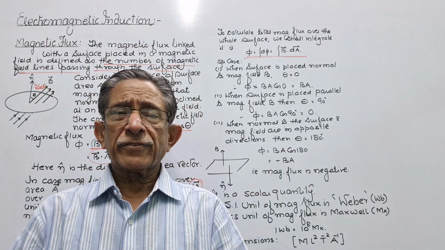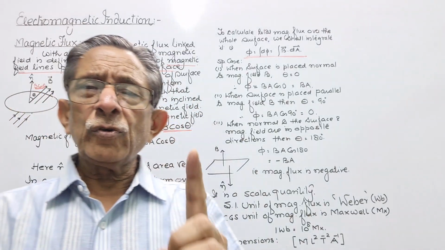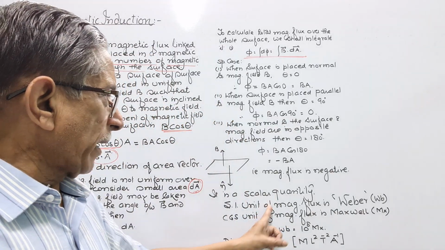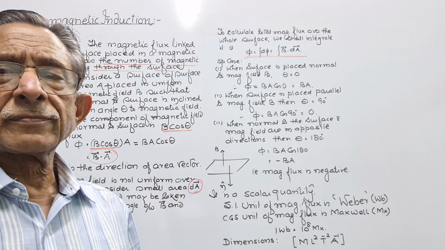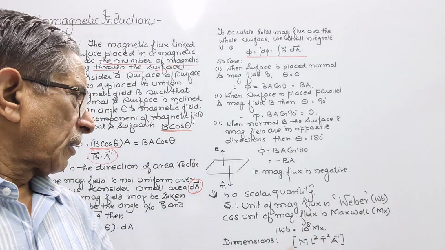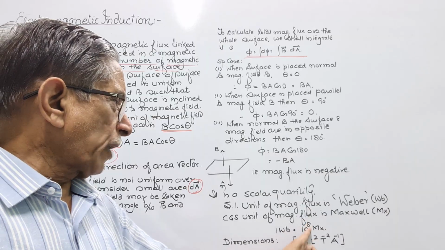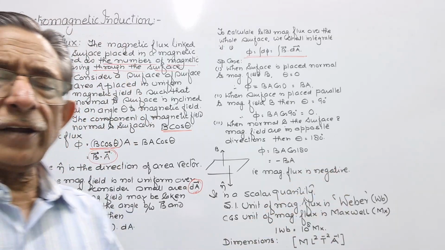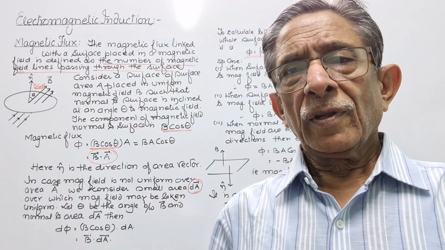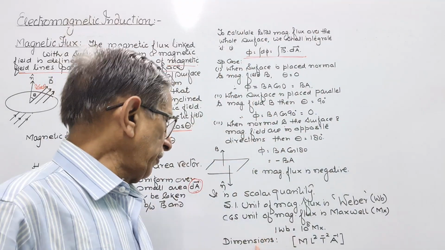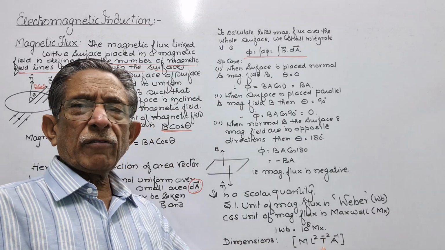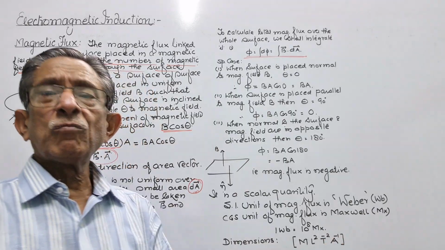Students, magnetic flux, as I have already told you, is a scalar quantity. The SI unit of magnetic flux is Weber. The CGS unit is Maxwell. 1 Weber is equal to 10 to the power 8 Maxwell. That is the relation between Weber and Maxwell. And what is the dimension? The dimension of magnetic flux is M L square T power minus 2 A power minus 1.